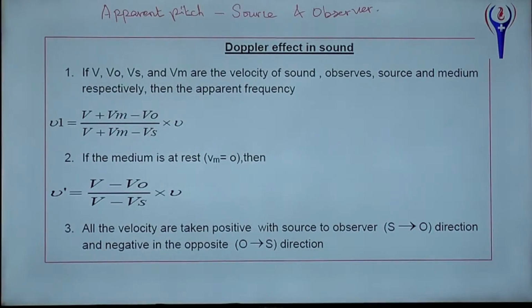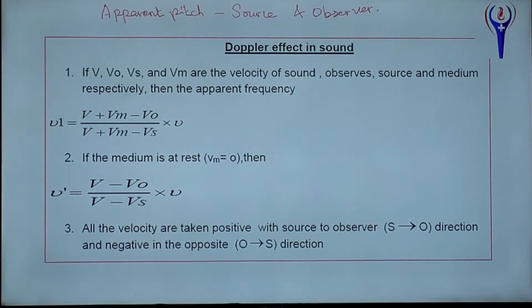We observe these things, and we do this in astronomy also. Suppose the frequency of light is decreasing, then that particular star is moving away from us. Suppose the frequency of the light is increasing, then that star is moving towards us. The same Doppler effect is applied in astronomy also.